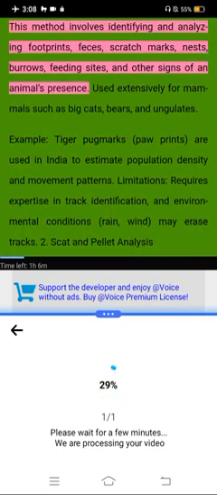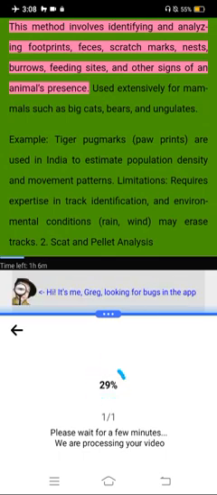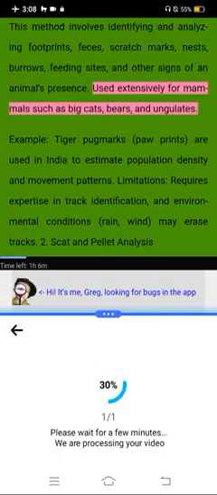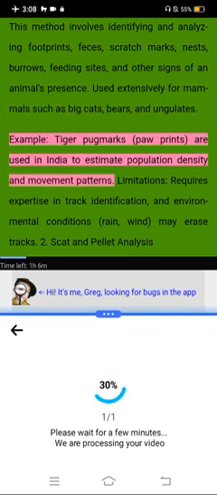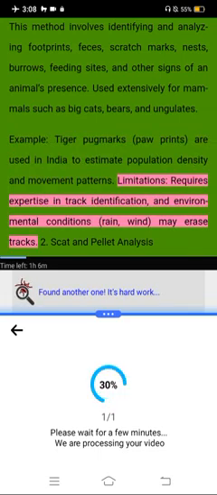The method involves identifying and analyzing footprints, feces, scratch marks, nests, burrows, feeding sites, and other signs of an animal's presence. Used extensively for mammals such as big cats, bears, and ungulates. Example: tiger pug marks (paw prints) are used in India to estimate population density and movement patterns. Limitations: requires expertise in track identification, and environmental conditions (rain, wind) may erase tracks.